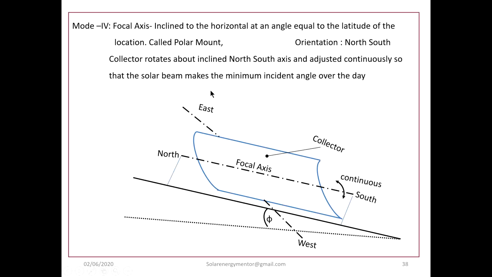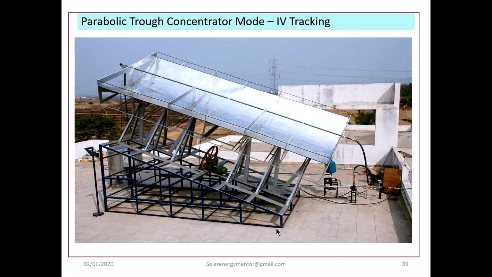Okay, so the collector rotates about an inclined north-south axis and is adjusted continuously so that the solar beam makes the minimum incident angle over a day. The only difference between mode 3 and mode 4 is that in mode 4, the focal axis is inclined at an angle of phi, that is, a polar mount. With this, the amount of energy absorbed increases by a quantum.